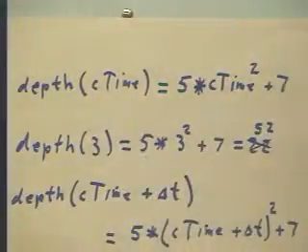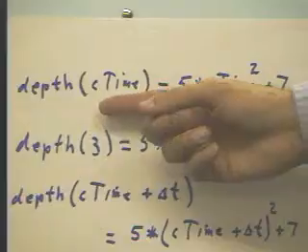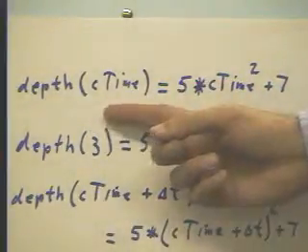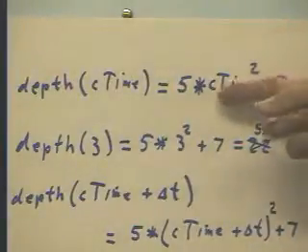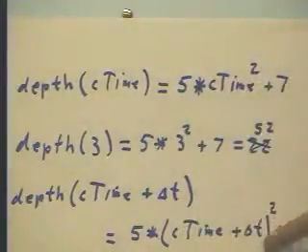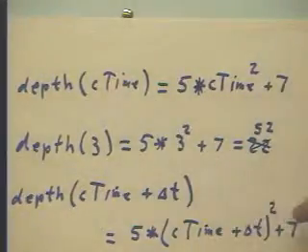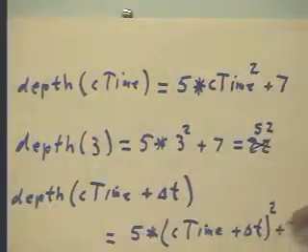Depth of clock time plus delta t. We've substituted clock time plus delta t for clock time. Well, we're going to do that. Where we have clock time here, we're going to have clock time plus delta t. And since clock time is squared, clock time plus delta t will be squared, and then as here, multiplied by 5, and then we're going to add 7.